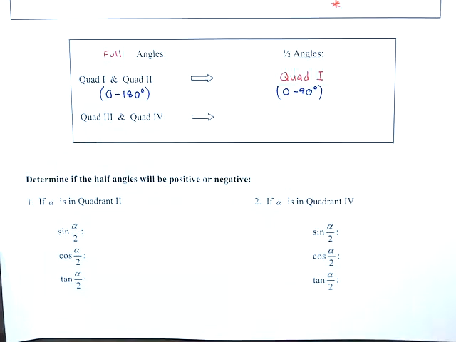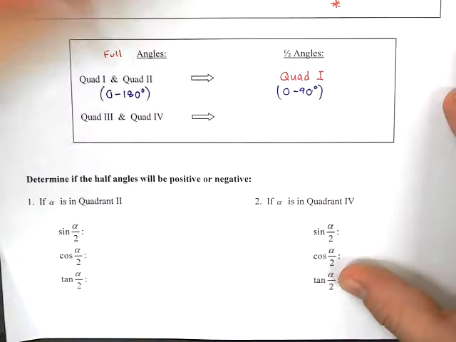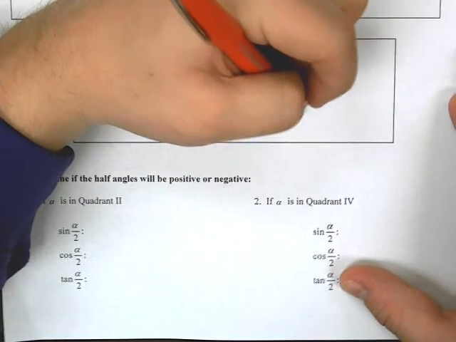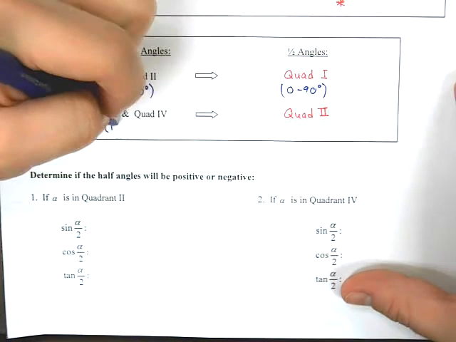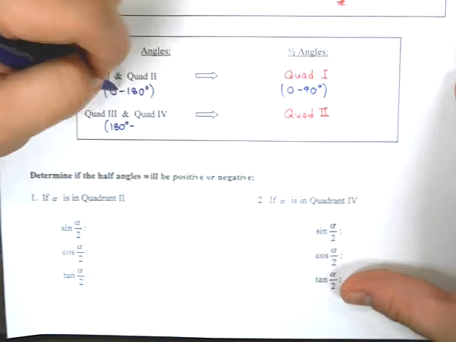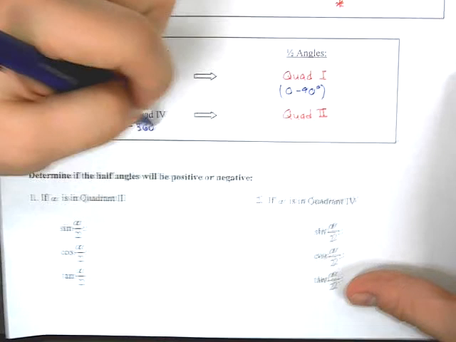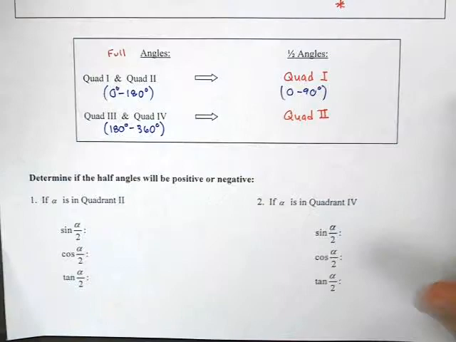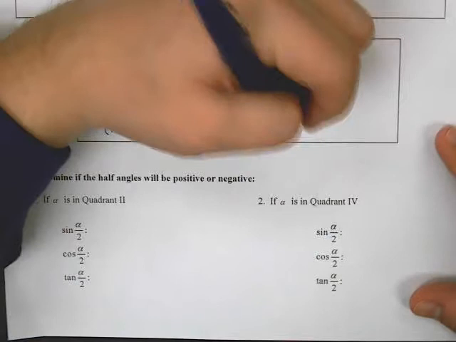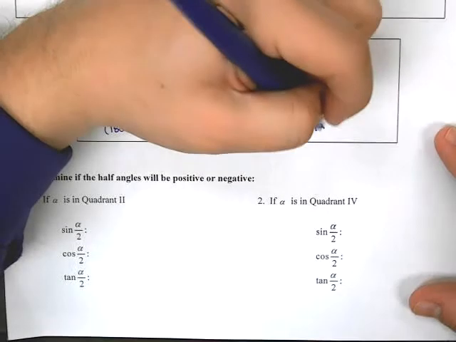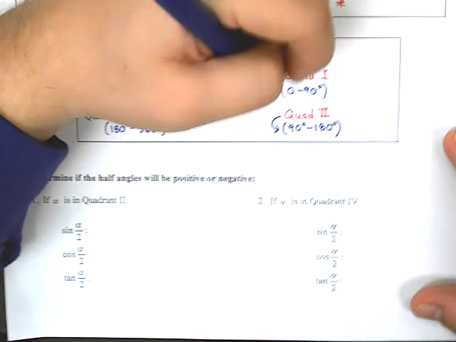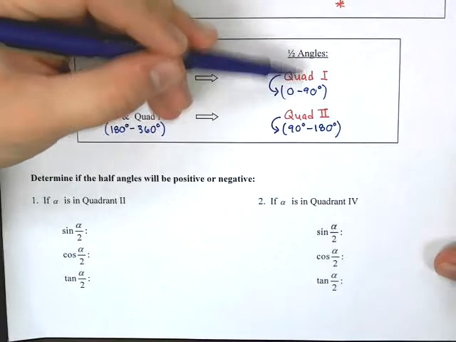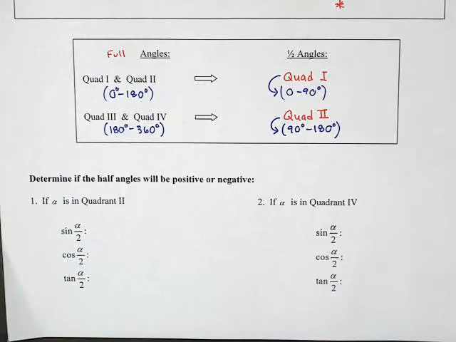What about when you have quadrant 3 and quadrant 4? That's just going to be quadrant 2. How do I know that? Because quadrant 3 and quadrant 4 is 180 to 360, and when I take half of that, I get 90 to 180, which is quadrant 2.